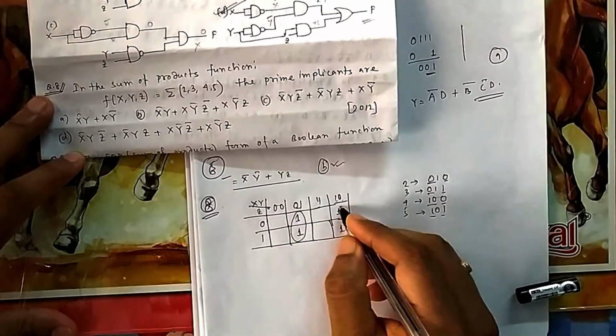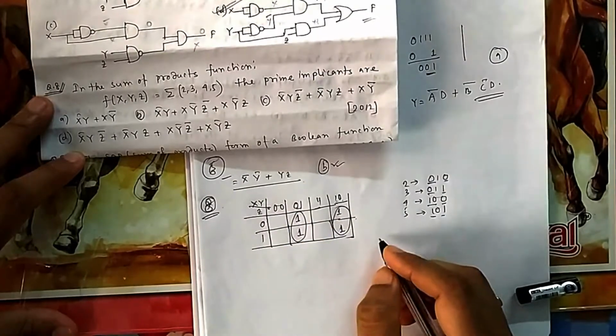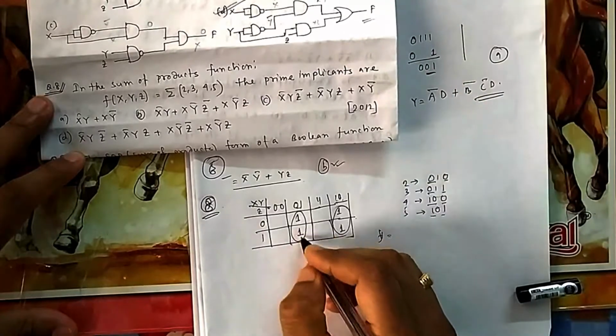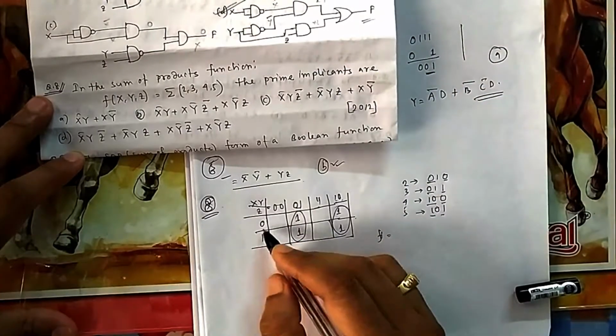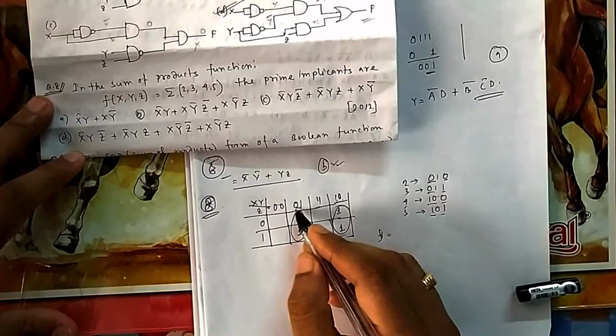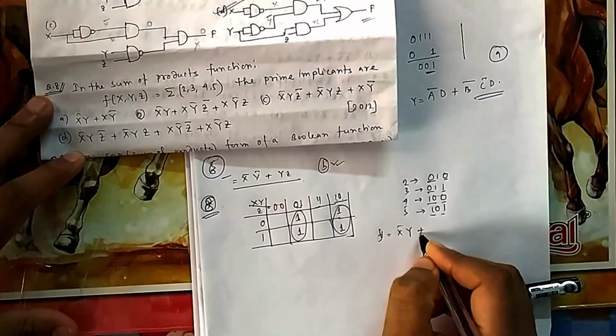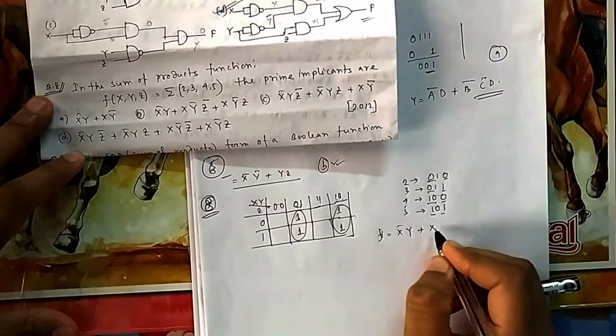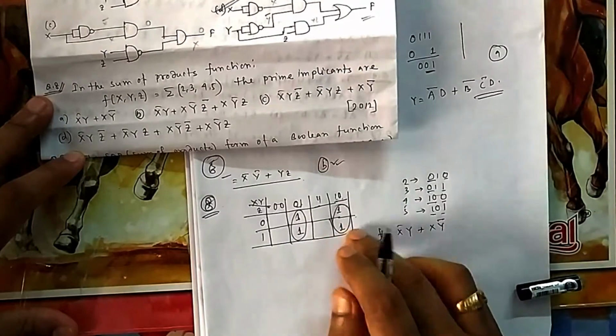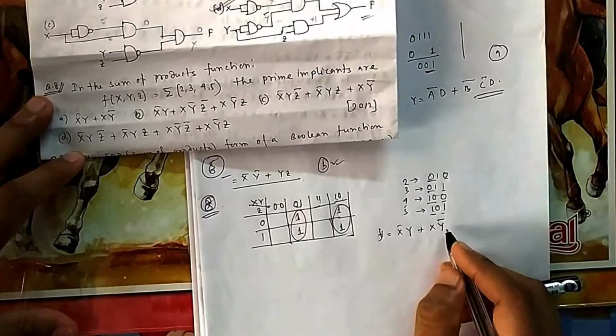You can take this as a pair, this as a pair. So this is your output. If you take this one, which one is not changing? Z is changing from here to here. X Y is not changing, it is fixed. X is X bar, Y is Y, plus here again X is fixed and it is Y bar. Z is changing. So this is your answer, that is your option A.